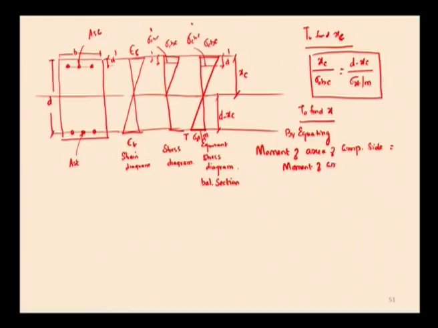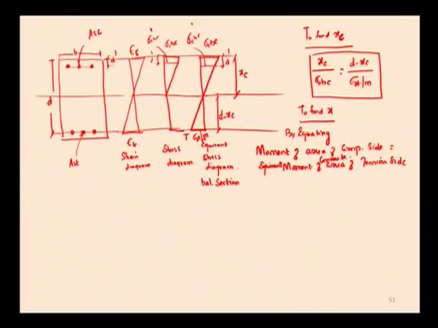To find out the depth of neutral axis, we are going to equate the moment of area of compression side to the moment of area of tension side, or equivalent moment of concrete area of tension side.